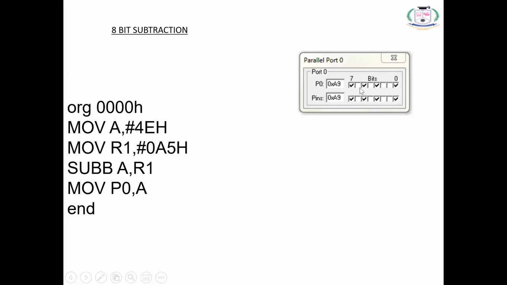Or you understand 1010, then 1001. So to indicate it's a negative number, we put this. I have taken the same example and subtracted the smaller number minus the bigger number. Here also I move my accumulator content to port 0. Are you clear, ma? Okay.